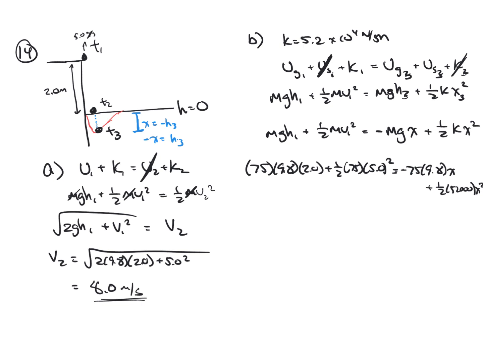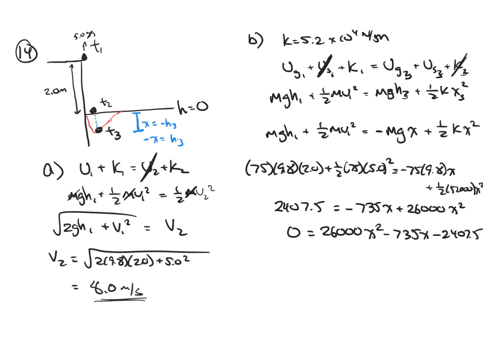Okay, so some calculator work here. 75 times 9.8 times 2 plus half times 75 times 5 squared. So the left side of the equation is 2407.5. The right side of the equation is negative 75 times 9.8, 735, x plus half of 52,000, so 26,000 x squared. So that's going to be a quadratic formula thing. Just remember, you probably should put things in a standard form, like if this were a test. And then we'll quadratic formula it.